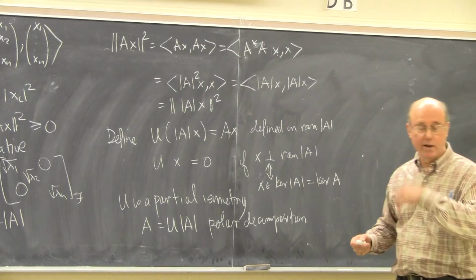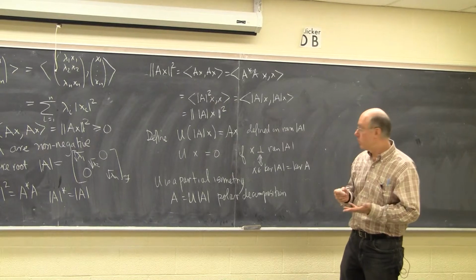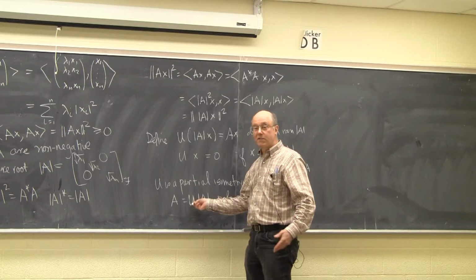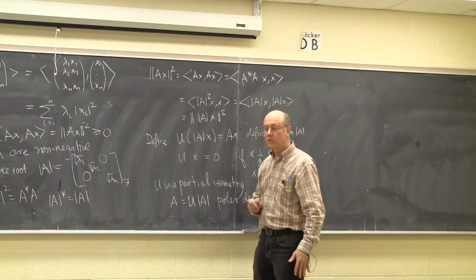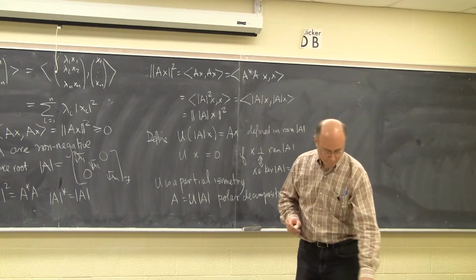Complex number, you can write it as e to the i theta times r, where r is the absolute value of your complex number. This is the absolute value of your matrix. And this is a rotation, just like e to the i theta is. Okay. All right.